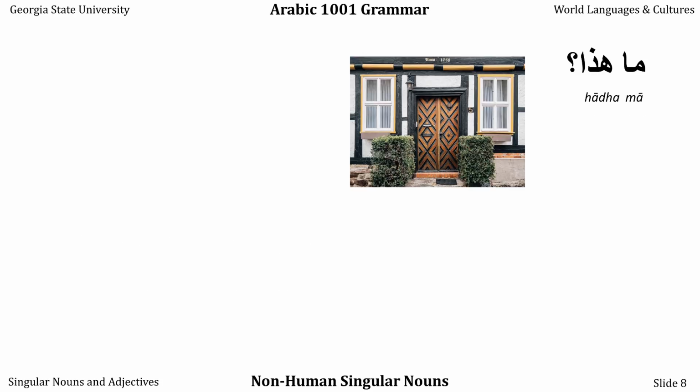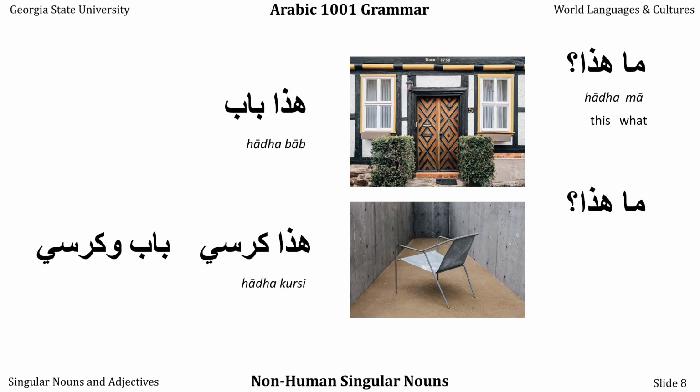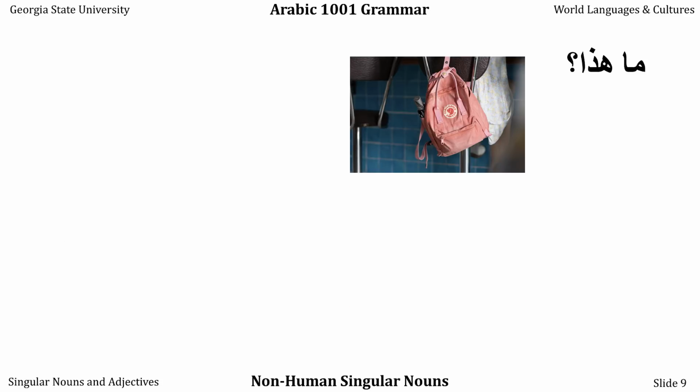Ma hadha? What is this? Hadha bab. A bab is a door or a gateway. It's one of the first words you learn in Arabic because it only uses the first two letters of the alphabet, ba and alif. So a bab is a door. Ma hadha? Hadha kursi. A kursi is a chair. If we have a door and a chair, we say bab wa kursi, because wa is our word for and. Very simple. Ma hadha? Now I'm going to throw a curveball at you.